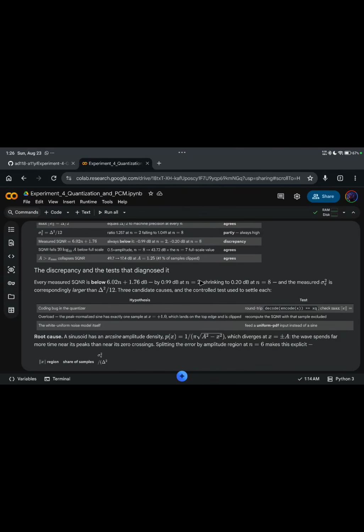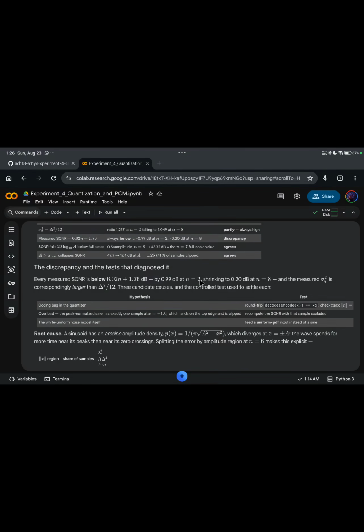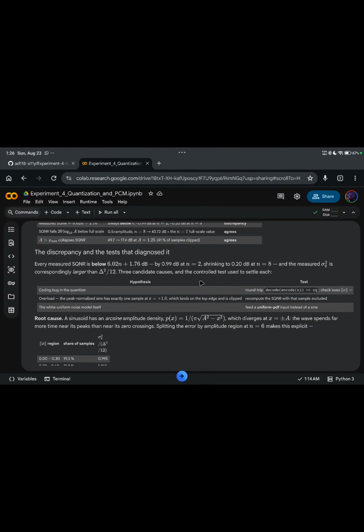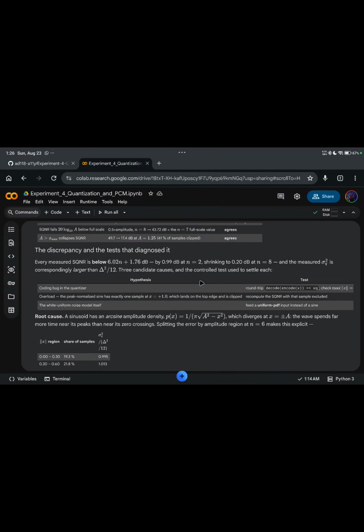The measured SQNR is slightly lower than 6.02n plus 1.76 decibels because the sinusoid has an arcsine amplitude distribution. It spends more time near its peak, where the quantization error is not perfectly uniform. Therefore, the theoretical SQNR formula is an approximation that becomes increasingly accurate as the number of bits increases.